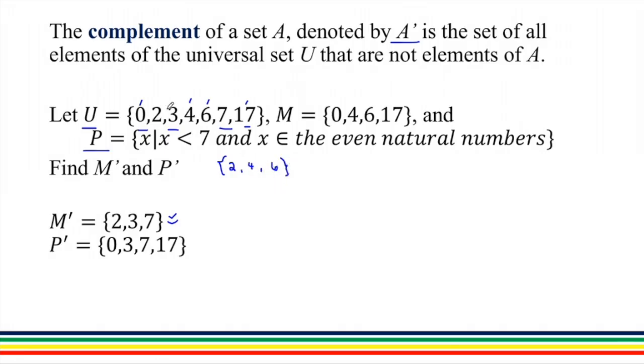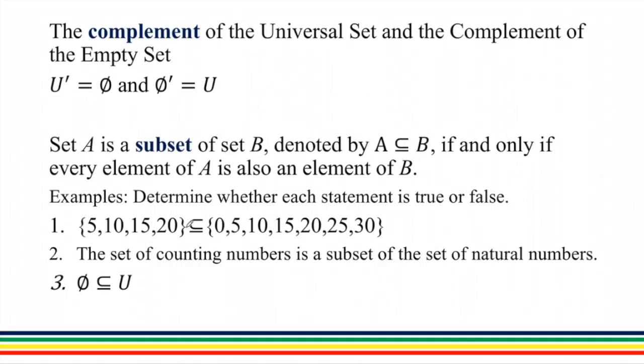So let's choose 2, 4, and 6. What's left in the universal set are 0, 3, 7, and 17. So this is P prime, or the complement of P, that is {0, 3, 7, 17}. Now the complement of the universal set and the complement of the empty set: U prime is equivalent to the null set, and the complement of the null set is the universal set.